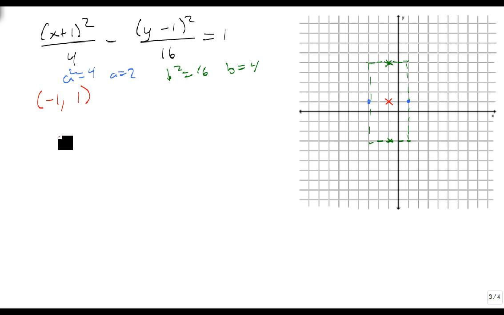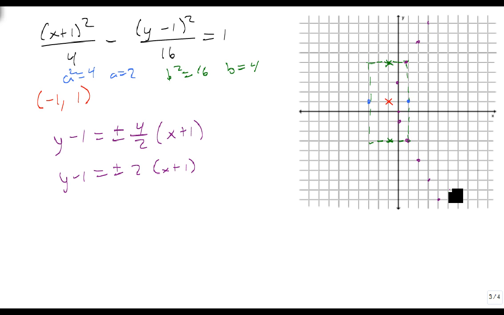Our asymptotes are found at y minus 1 equals plus or minus 4 halves times (x plus 1). So what we have is a slope of 2. And I'm just going to leave it in this form because I'm just going to go from here. So that says go up 2 over 1, up 2 over 1, and to go down the same way. Down 2, down 2, and just fill in all the dots that we need. I could do this with less dots. But there's my asymptote. There's my asymptote.